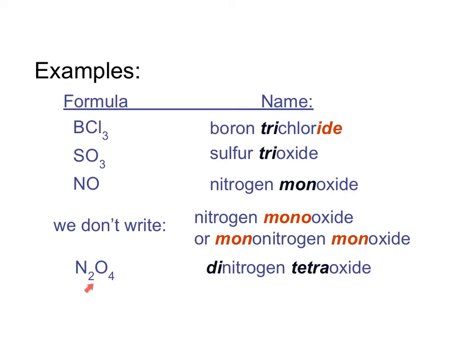In the case of N2O4, it is dinitrogen for two nitrogen atoms, and it would be written as tetroxide. We would drop off the O and simply write it as tetroxide.